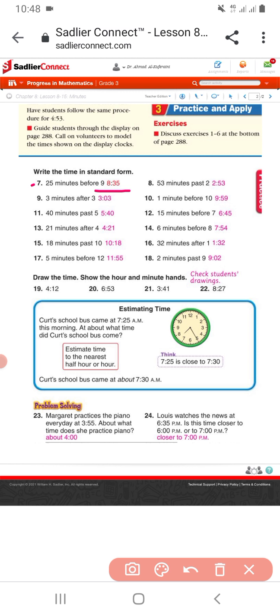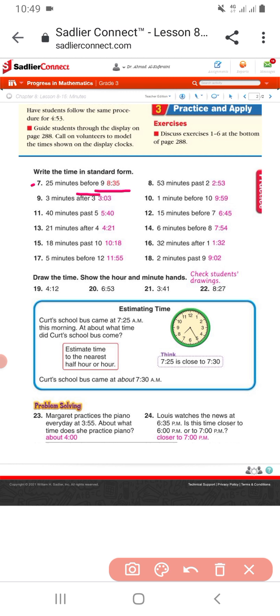we have here the word before. So we don't use the 9 itself, we use the 8. Why, miss? Because we have the word before 9. This means 8. And we have 25 minutes before 9. We will subtract 60 minus 25. The answer is 35. Okay?